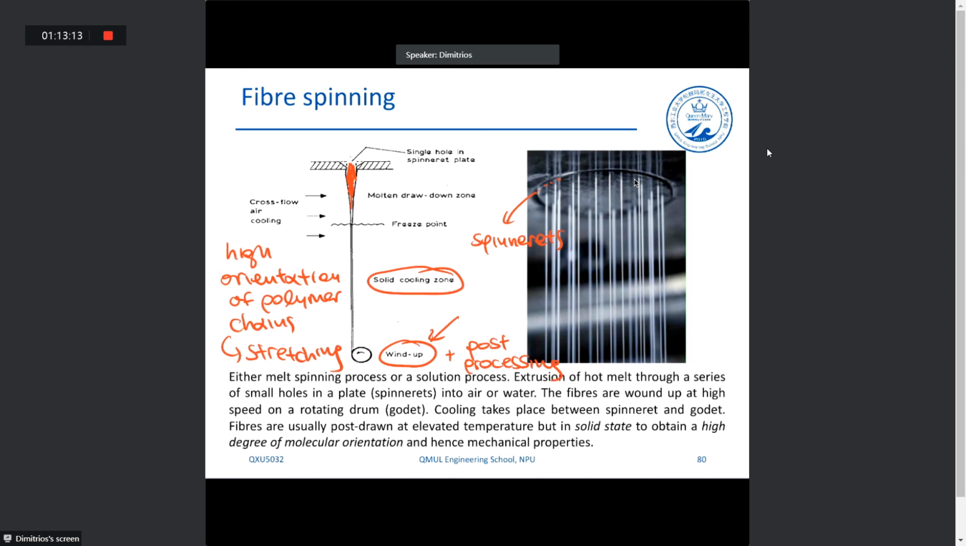We have three different types of fiber spinning processes. The one is this most straightforward. Essentially, we melt the polymer and we use the spinneret in order to extrude through these very, very small sized holes, okay?